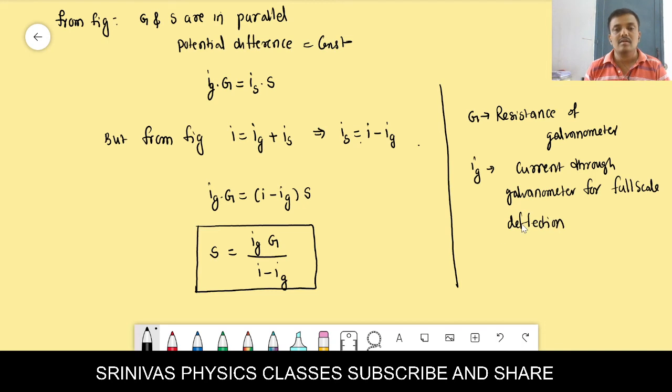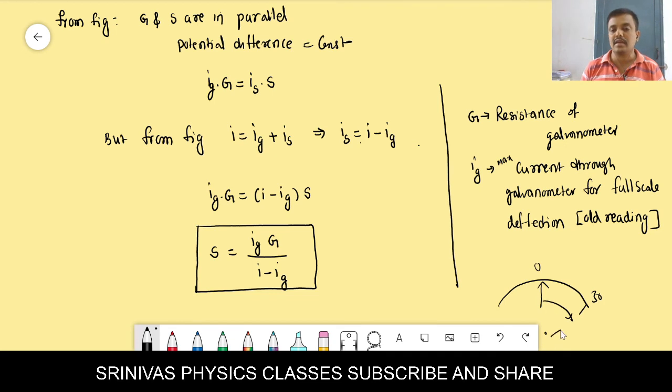It is very simple. That is the old reading before converting into an ammeter. This is the maximum current. How do we tell it is the maximum current through the galvanometer for full scale deflection? When will you get full scale deflection? For example, this is 0 on the galvanometer, maximum 30. Full deflection takes place when the maximum current passes. That means that is the current corresponding to full scale deflection, so it is the maximum current.